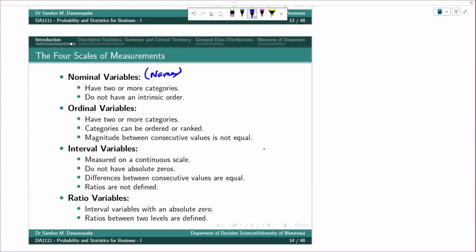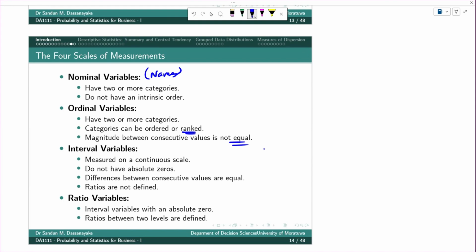Ordinal variables have two or more categories, and categories can be ordered or ranked. Like in the case of some tournament, a cricket tournament or a football tournament or any game, if those countries become ranked based on their performance, then it is ordinal. The magnitude between consecutive values is not equal.